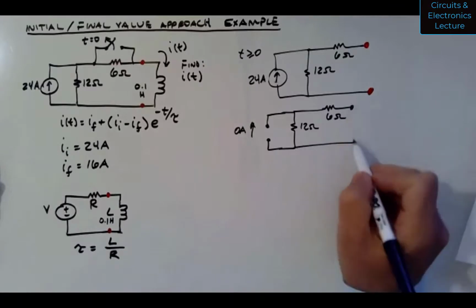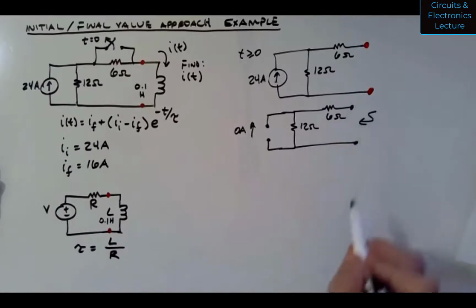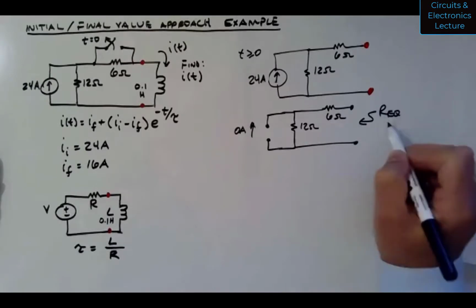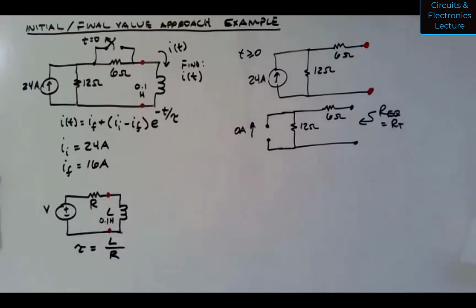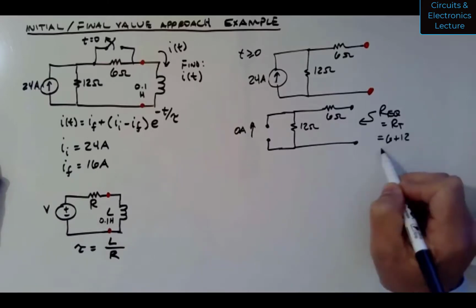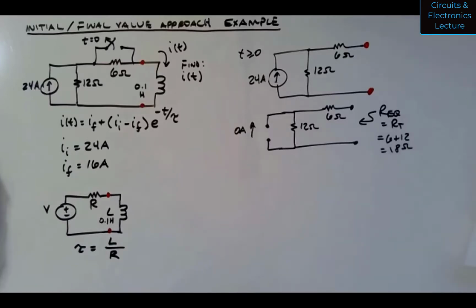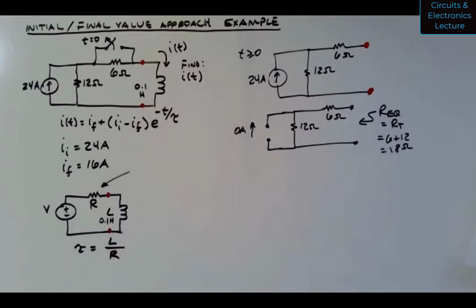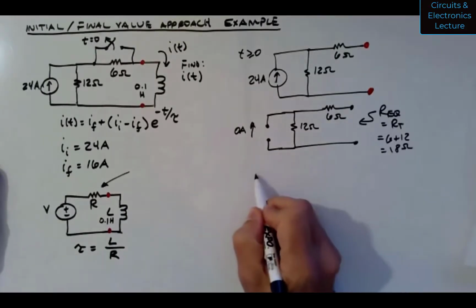Okay, so I'm looking into these terminals, measuring between those terminals and figuring out Req, which equals my Thevenin resistance. And you can see that the 6 ohm and the 12 ohm resistors are in series. So 6 plus 12 equals 18 ohms. Okay, so that's my value that I'm going to use in this model that uses L over R, so I can figure out tau.